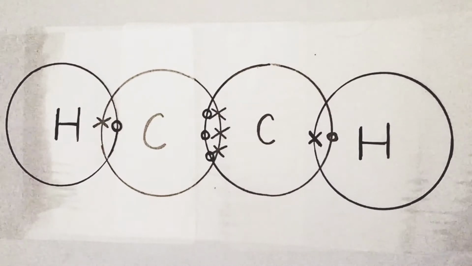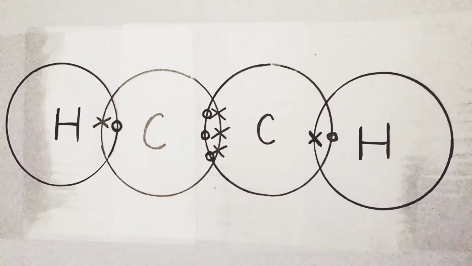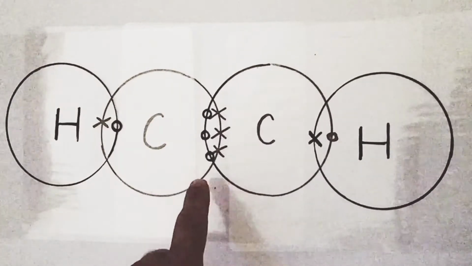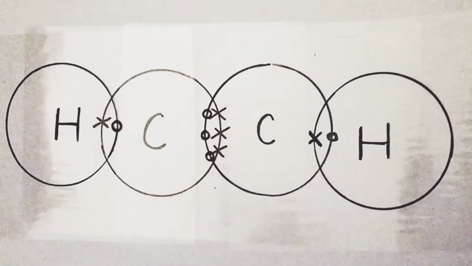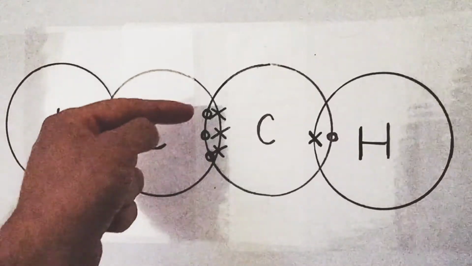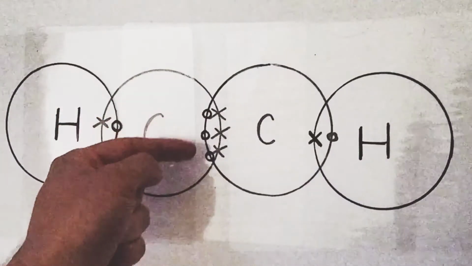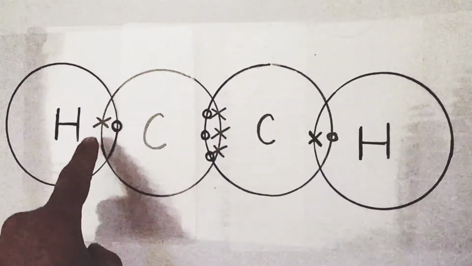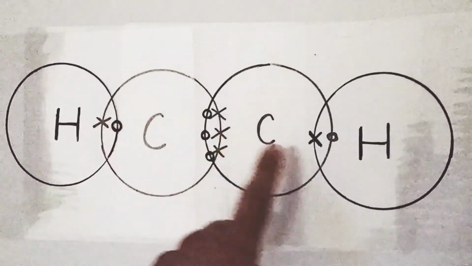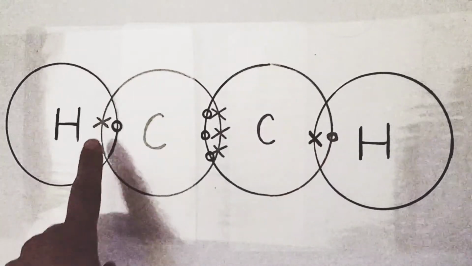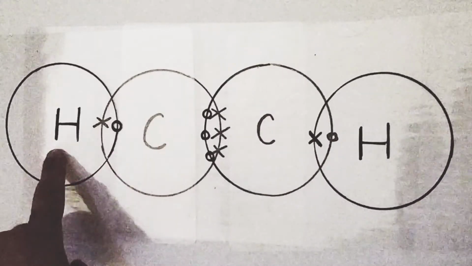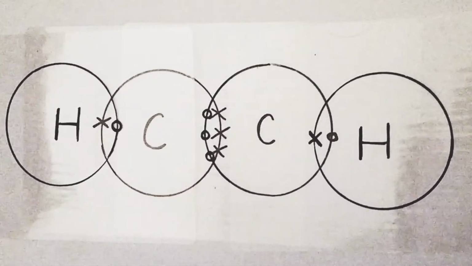And here is my dot and cross diagram representing that line diagram. We've got our 2 carbon atoms overlapping 3 electrons each to create 3 pairs of electrons, i.e. a carbon-carbon triple bond. That's 1 covalent bond, 2 covalent bonds, 3 covalent bonds, and then single covalent bonds between the carbons and the hydrogens on the outside. So that's 1 covalent bond here for that shared pair, and 1 covalent bond for that shared pair there between the hydrogen and the central carbon.